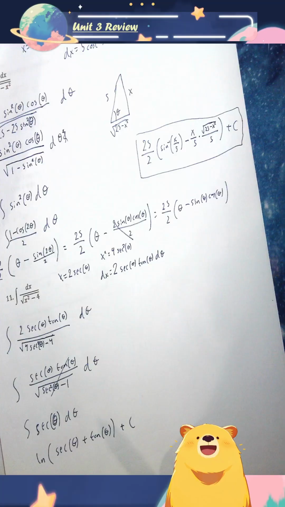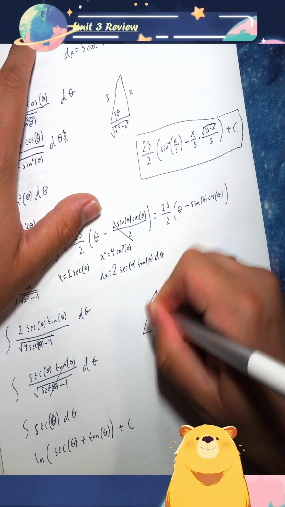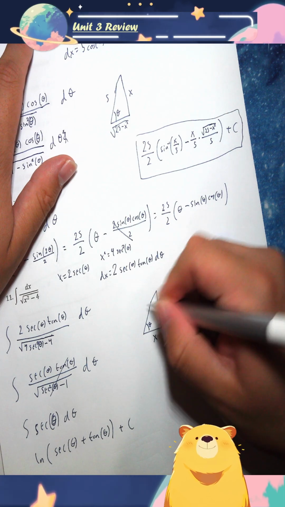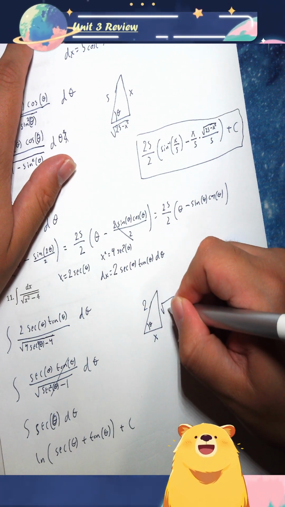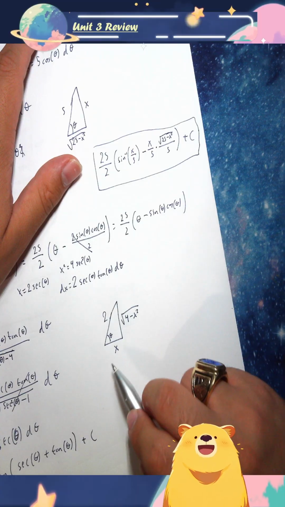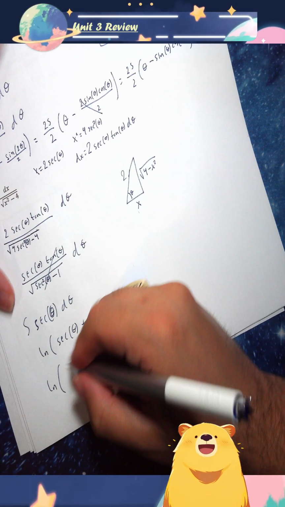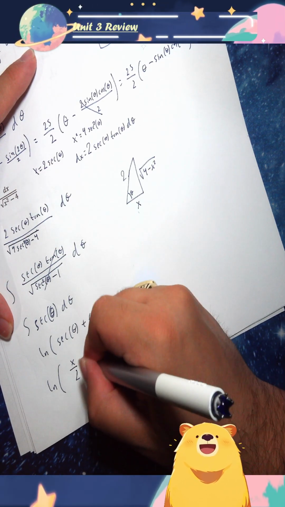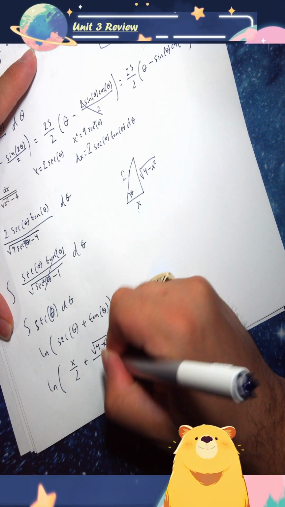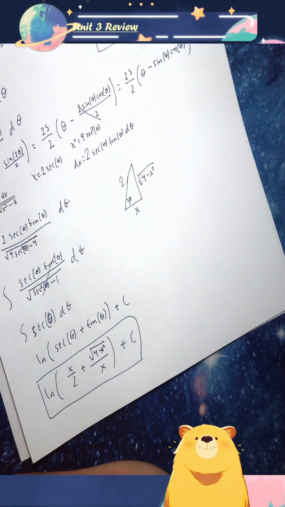The last thing we need to do, though, is figure out, we don't need to figure out secant, but we need to figure out tangent. Secant is adjacent over hypotenuse, so that means this is 4 minus x squared. So tangent is opposite over adjacent. So we'll have the final answer of x over 2 plus the square root of 4 minus x squared over x plus c. Right.